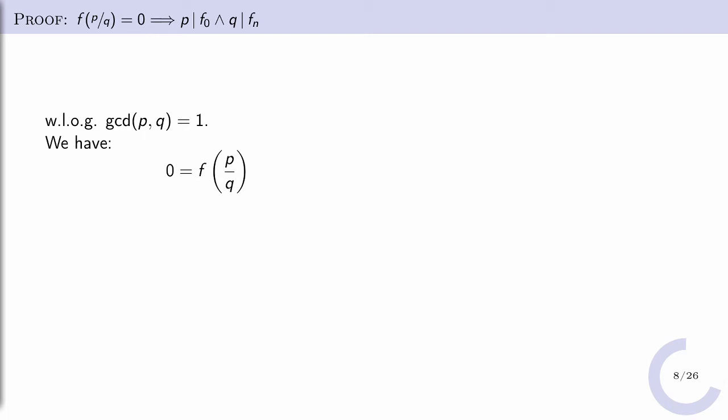First of all, without loss of generality, we may assume that p and q are relatively prime, so the greatest common divisor of the numerator and denominator is 1. So assume that the rational number p over q is a root of the polynomial. So we have 0 equal f of p over q.